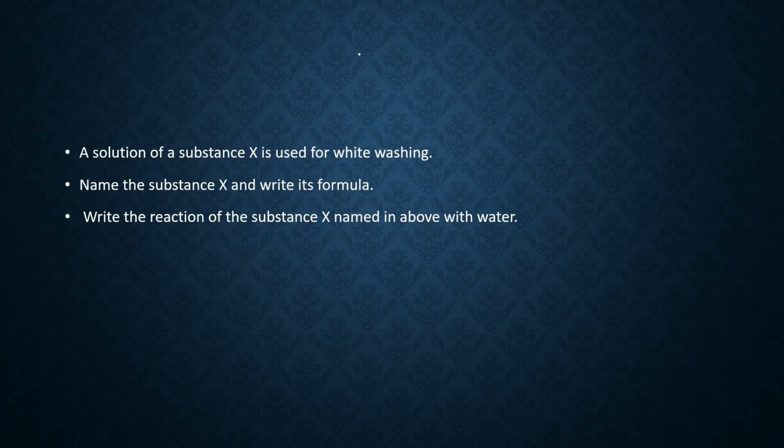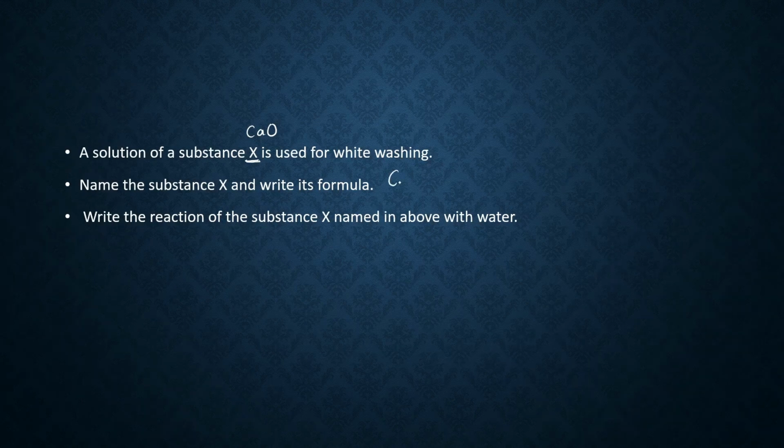Next question, one more question. The solution of a substance X is used for whitewashing. If you just remember, calcium oxide, when it is treated with water, you get calcium hydroxide. The solution of calcium oxide is used to make calcium hydroxide, which is further used for whitewashing. So that means it is calcium oxide here. They are referring to calcium oxide. Name the substance X and write its formula.